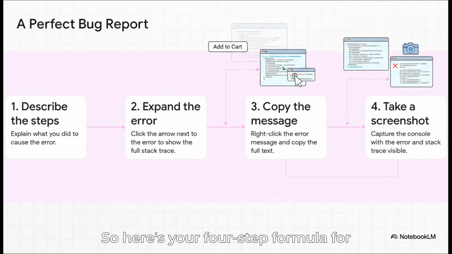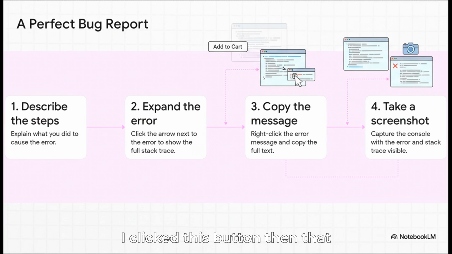So here's your 4-step formula for a perfect bug report. 1, describe what you did. I click this button, then that button. 2, open the console and click that little arrow to expand the error and show the full stack trace. 3, right-click on the error message itself and just copy the whole thing. And 4, just to be safe, take a quick screenshot of the entire console window. That's it. You've given them everything they could possibly need.